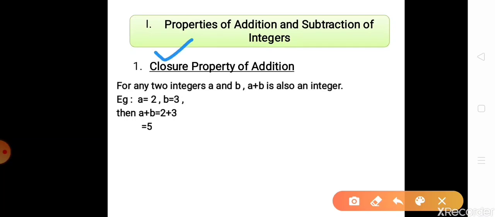Now, why is this particular property known as the closure property? The reason is, a and b are integers, and a plus b is also an integer. The statement itself has its meaning. Therefore, it is known as the closure property of addition.